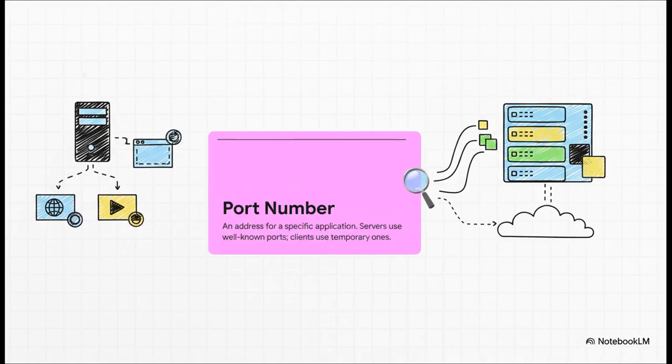And how does it do all that sorting? With this really clever little tool called a port number. You can think of a port number as a specific office number or a mail slot for every single application running on your computer. Your web browser gets one, your email gets another, your game gets a third. Servers use these permanent, well-known numbers, while your machine just grabs temporary ones as it needs them.